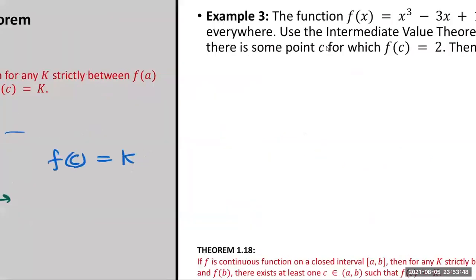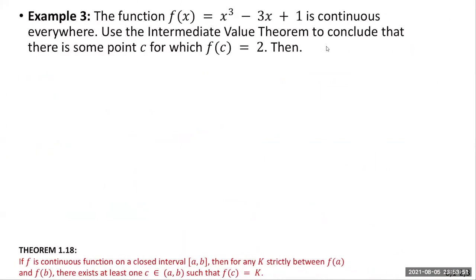All right, let's move on. Let's look at this example. This is an application, a straightforward application of intermediate value theorem. The function f of x is equal to x cubed minus 3x plus 1 is continuous everywhere. It is given to us, okay? It is given that this function is continuous everywhere. Use the intermediate value theorem to conclude that there is some point C for which f of C is equal to 2. Okay? How can I apply the intermediate value theorem here?